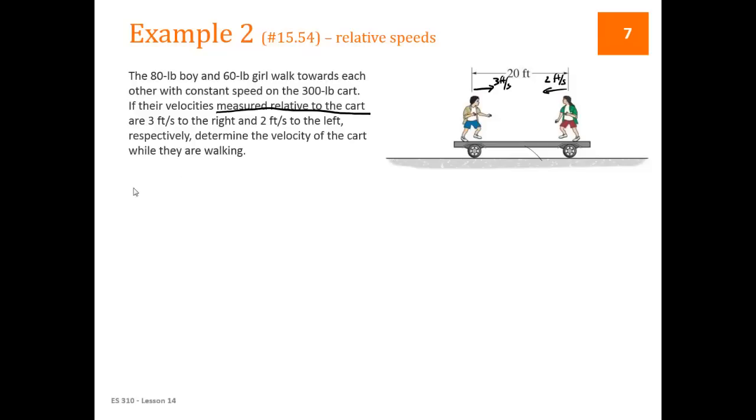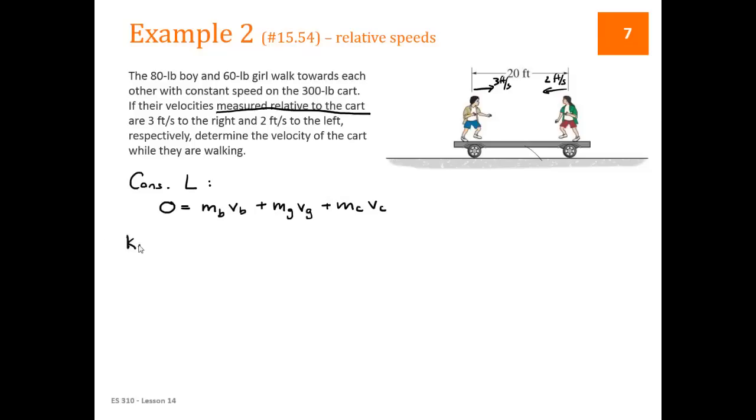So conservation of momentum, we'll start with that equation. Originally everything's stationary, so there is no momentum. Then everybody starts moving, so we've got the mass of the boy times the speed of the boy plus the mass of the girl times the speed of the girl plus the mass of the cart times the speed of the cart. That is our momentum, and it has to equal 0. Remember, momentum is a vector, so some of these are going to be to the right and some to the left. They're going to cancel each other out and be equal to 0.